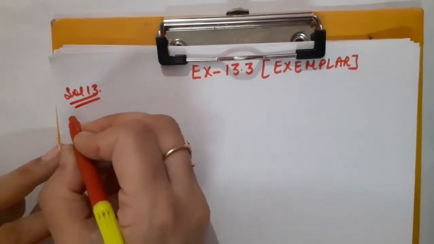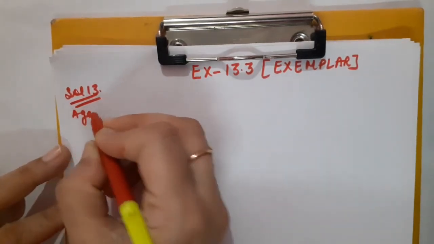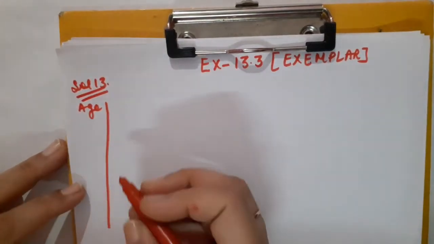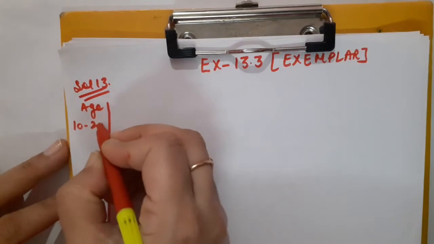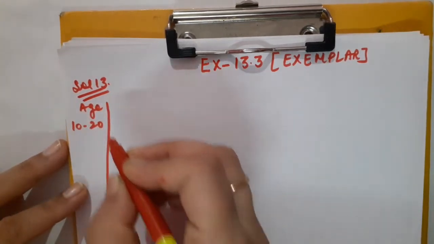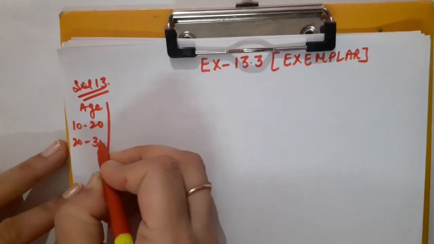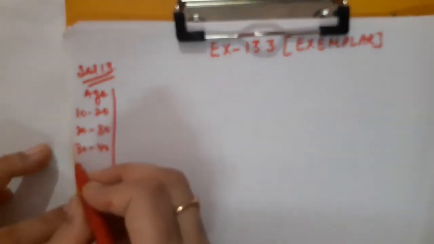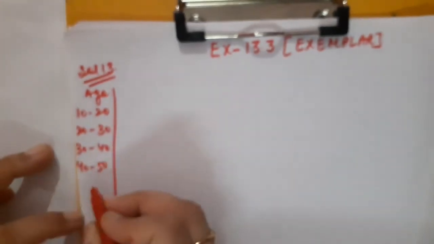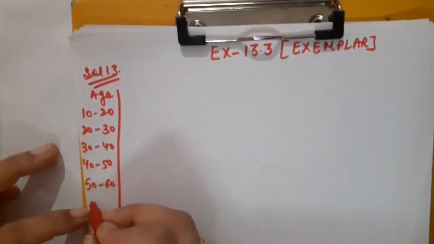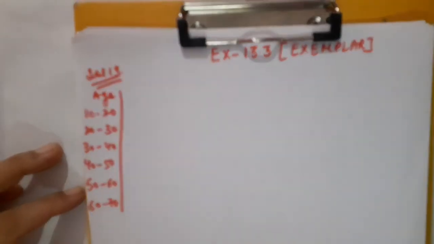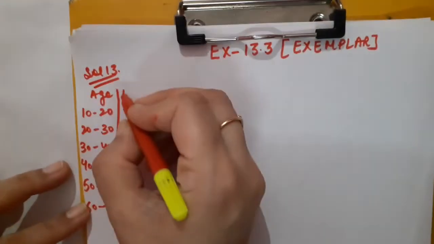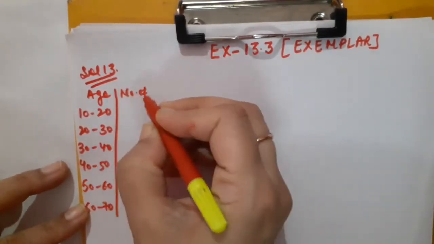So age is given to us. First of all, we are going to write age. You know age is always in years. That is from 10 to 20, 20 to 30, 30 to 40, 40 to 50, 50 to 60 and 60 to 70. Correct? Now we have the number of patients given.